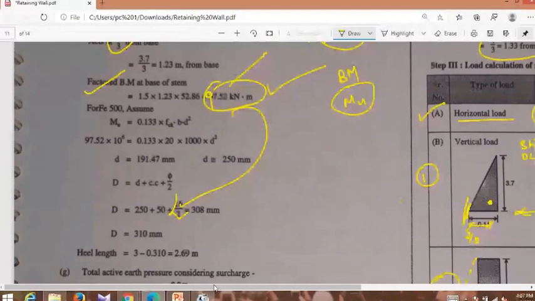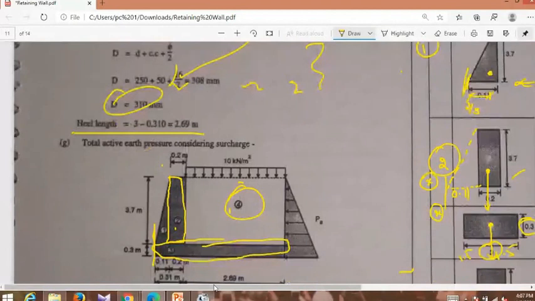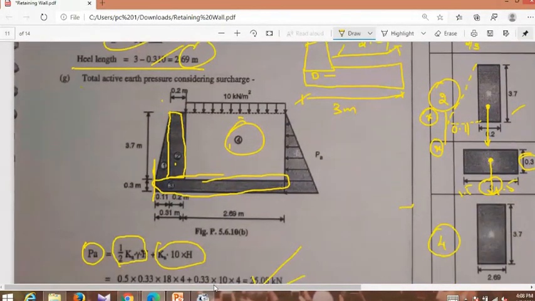Okay, we will get the value of D, that is the bottom width of the stem. Then what you do is just determine the value of the heel. This much we have determined, and we know the total length. What you do? 3 meter minus this point 31. We will get the heel length as 2.69. Okay.